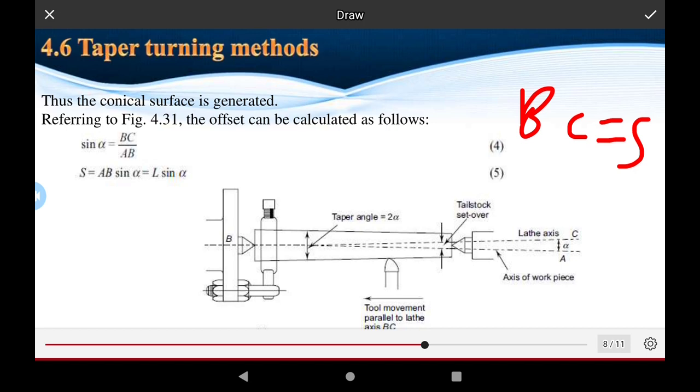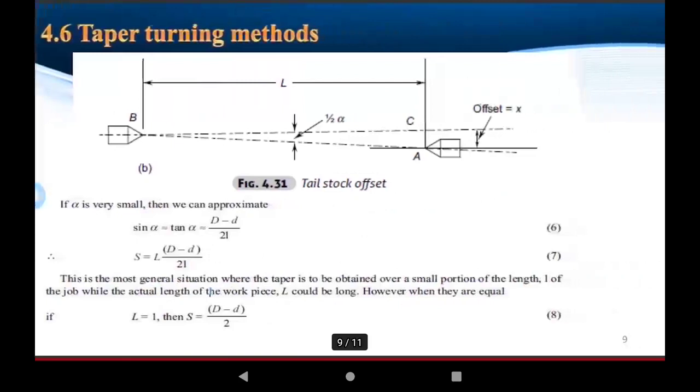Okay, the AB sine alpha equal to L sine alpha. Okay, and both angles are the same. Both angles are the same, and S equals AB sin alpha equal to L sin alpha. Okay, and also present in this figure is how to find the taper angles and find the value of offset S.